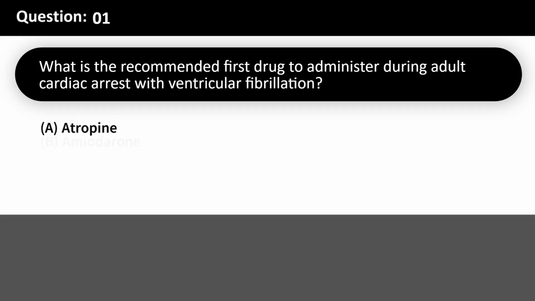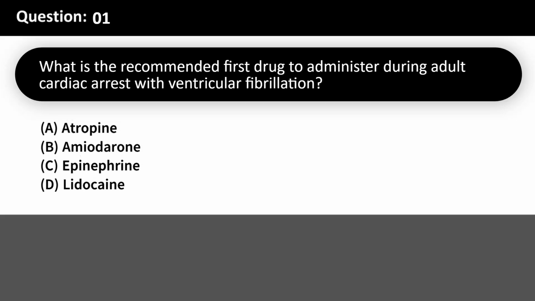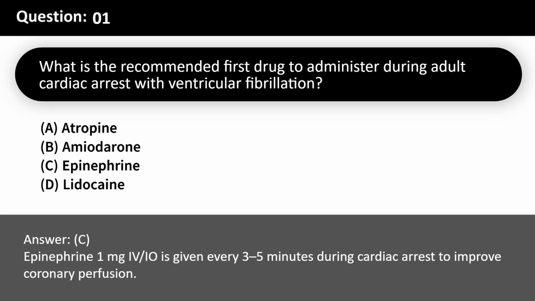What is the recommended first drug to administer during adult cardiac arrest with ventricular fibrillation? A. Atropine. B. Amiodarone. C. Epinephrine. D. Lidocaine. Answer: C. Epinephrine 1 mg IV/IO is given every 3 to 5 minutes during cardiac arrest to improve coronary perfusion.